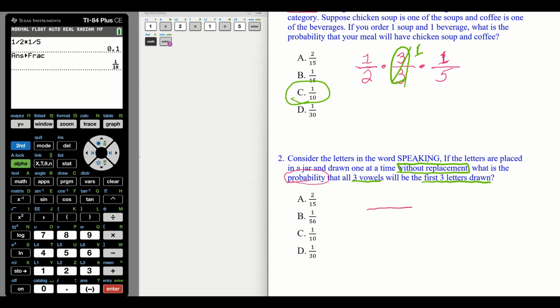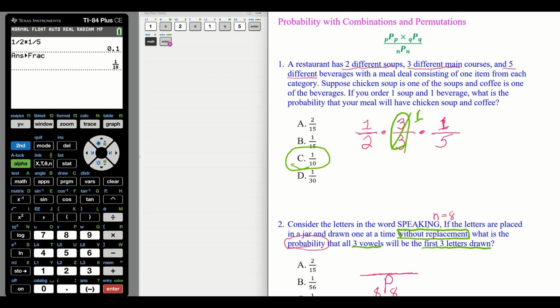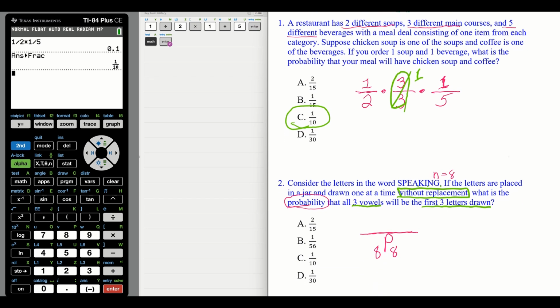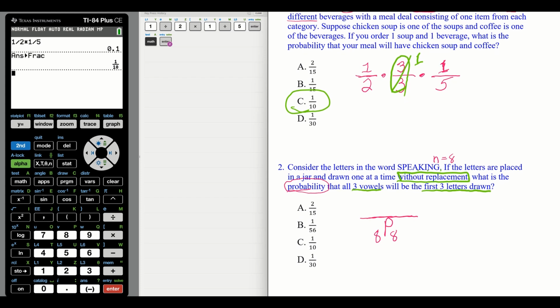Okay, so I'll write the formula out. Our denominator will be all of our options. So we have 8 letters, so that's n equals 8. So that's 8 out of 8. So let's look at our formula. In this situation, P is the probability that we're looking at. Q is what we aren't selecting. So we need the permutations of what we're selecting and what we're not selecting.